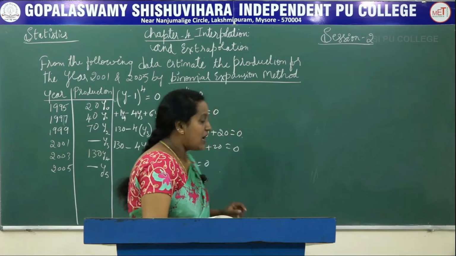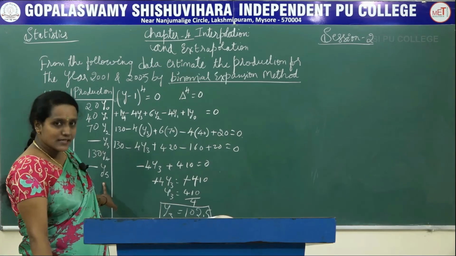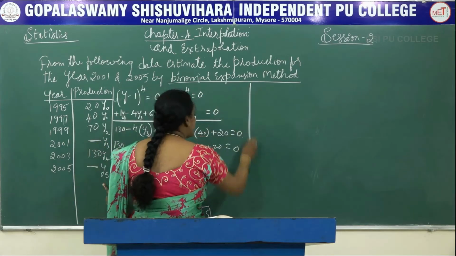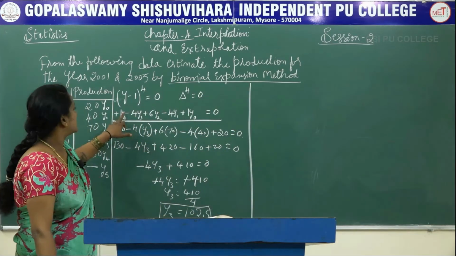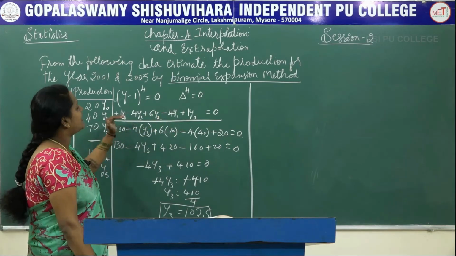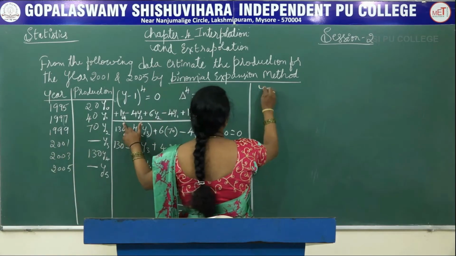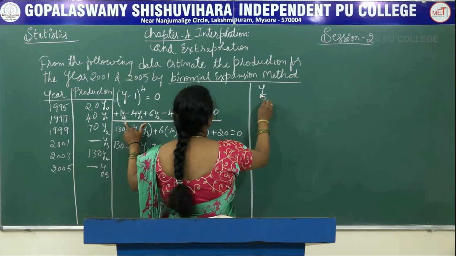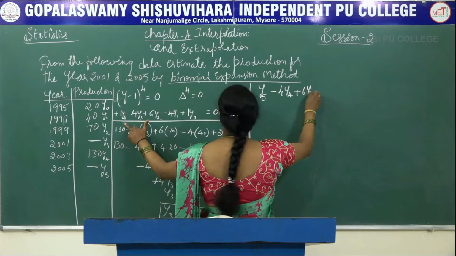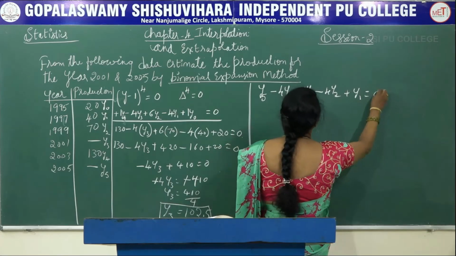And next, one more we have to find, that is our y5. For this, we have to change the suffix of this equation. Simply we will change the suffix, that is y4 is there, 4, 3, 2, 1, 0 are the suffixes. So that suffix we are going to raise by 1, so it becomes y5 minus 4y4 plus 6y3 minus 4y2 plus y1 is equal to 0.